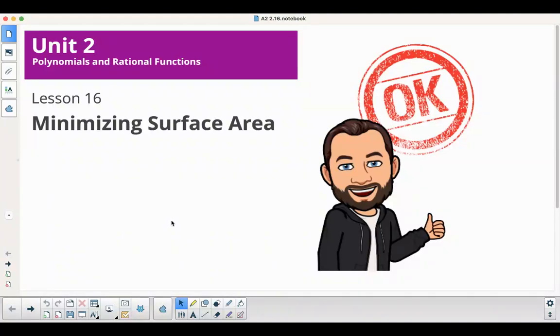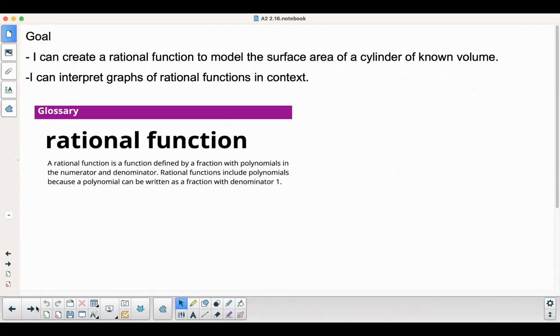Okay, Illustrative Mathematics, Algebra 2, Unit 2, Lesson 16 is called Minimizing Surface Area. Our goal today is: I can create a rational function to model the surface area of a cylinder of known volume, and I can create graphs of rational functions in context.